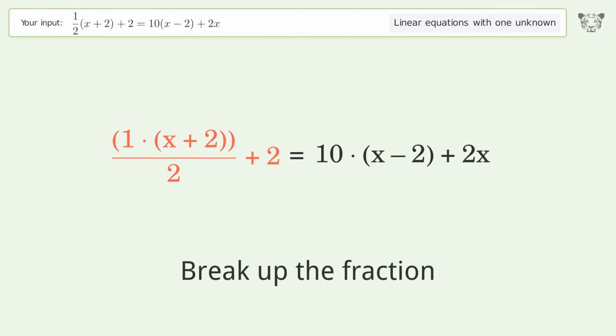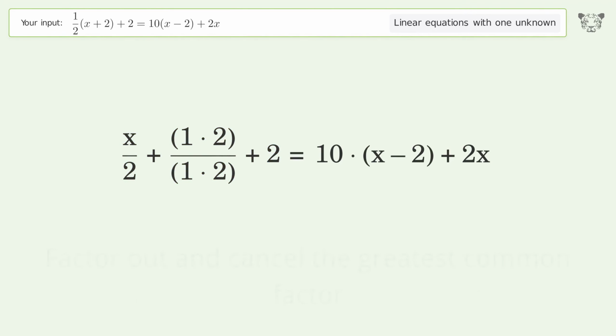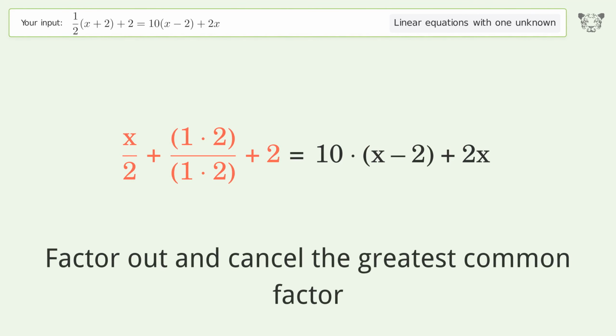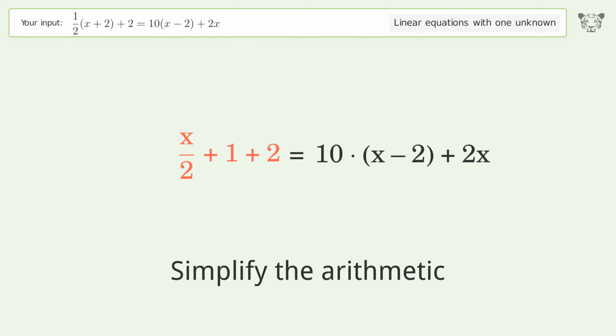Break up the fraction. Find the greatest common factor of the numerator and denominator. Factor out and cancel the greatest common factor. Simplify the arithmetic.